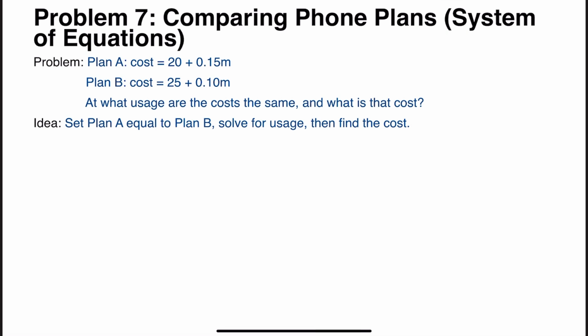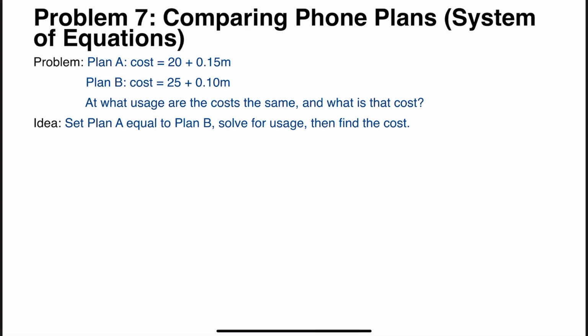So here you can see that we have two phone plans. Plan A charges a base of $20 plus 15 cents per unit of usage. Plan B charges a base fee of $25 plus 10 cents per unit of usage. We want to know at what usage do these two plans cost the same, and what is that cost?